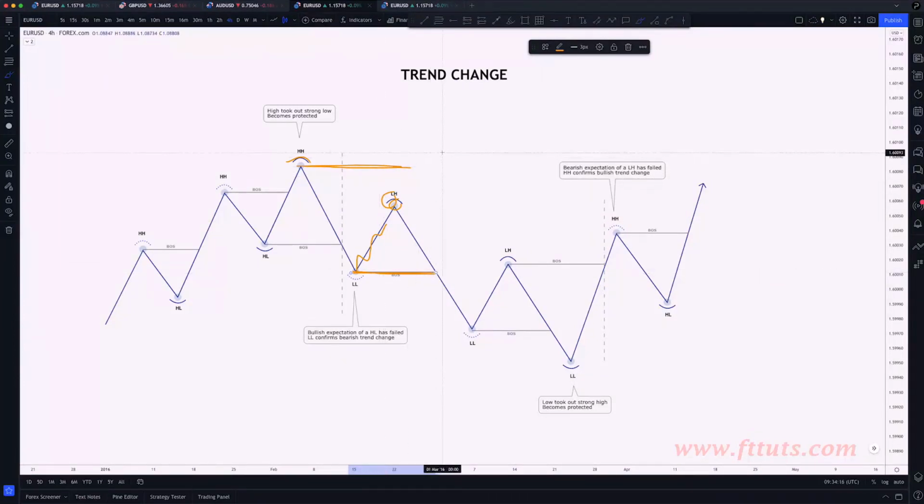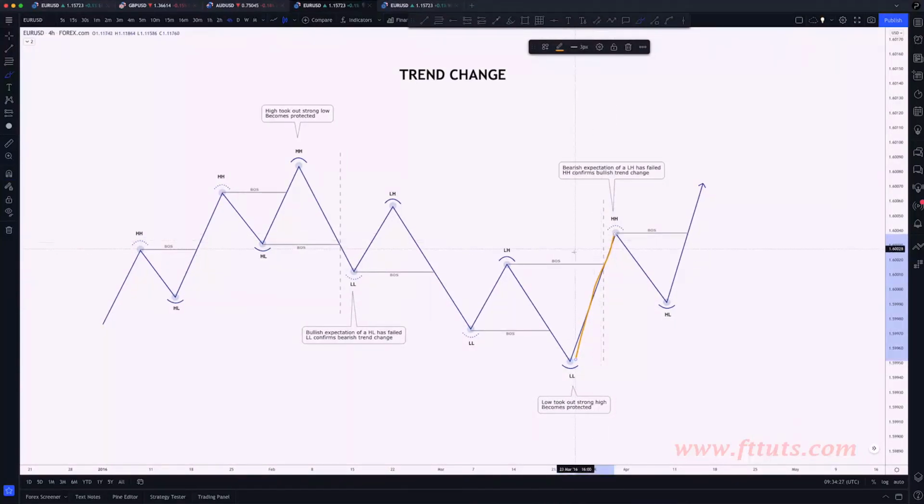Why is it a weak low? Well, because it failed to do its job. It failed to take out that high, right? So this is really simple stuff, but it's literally how you build a solid foundation for your trading. And then very, very quickly, right, we get a bearish market and then eventually we'll form that higher high.